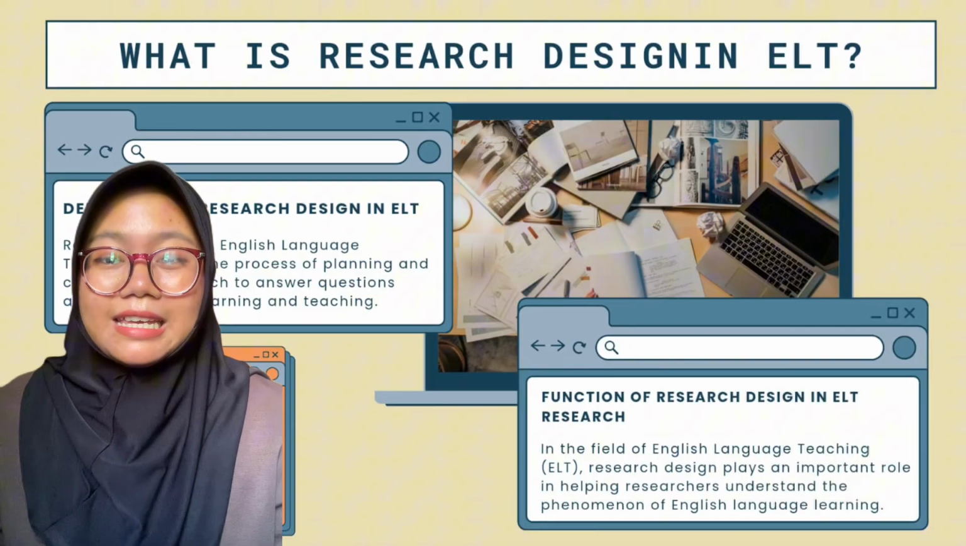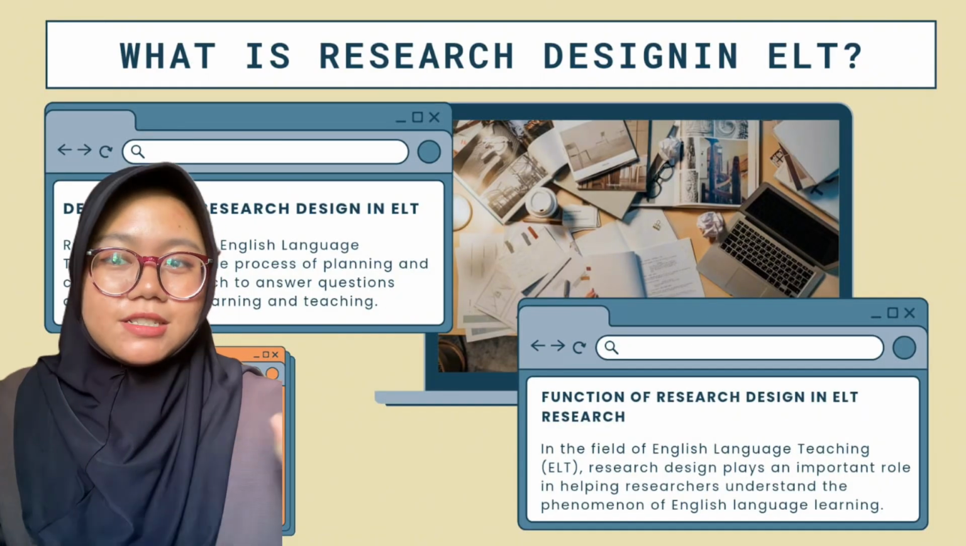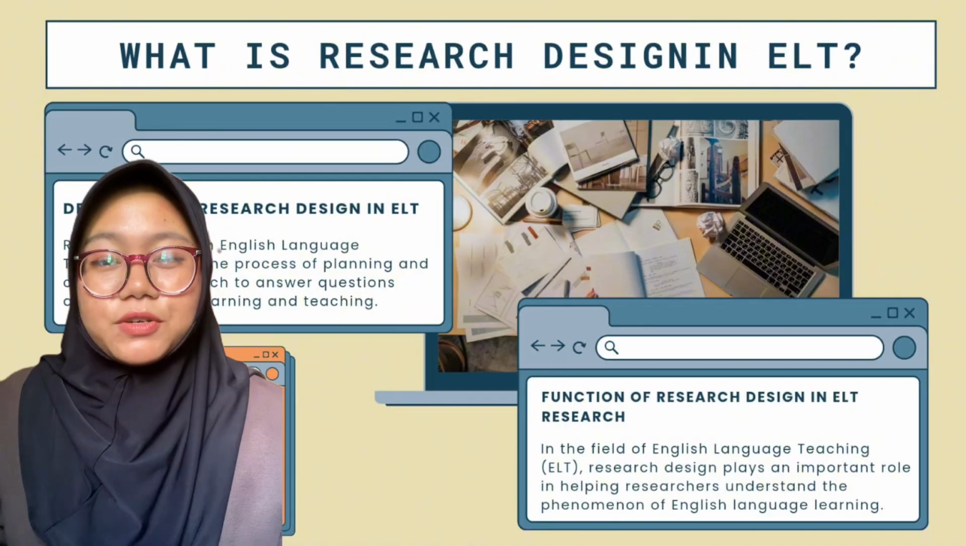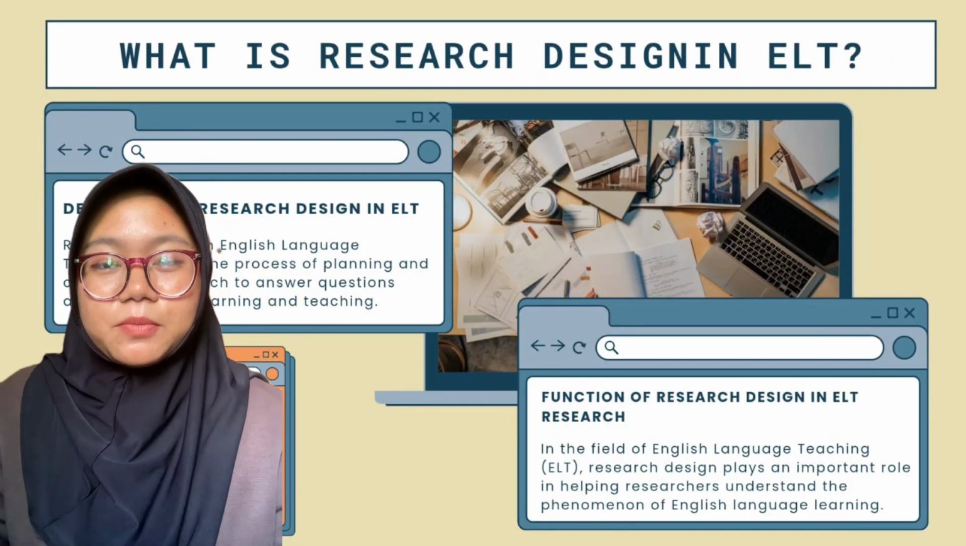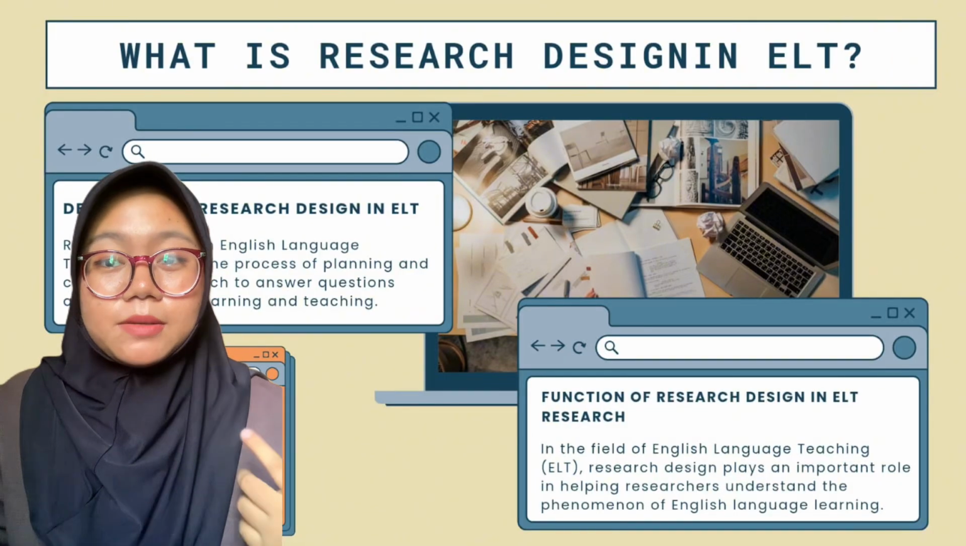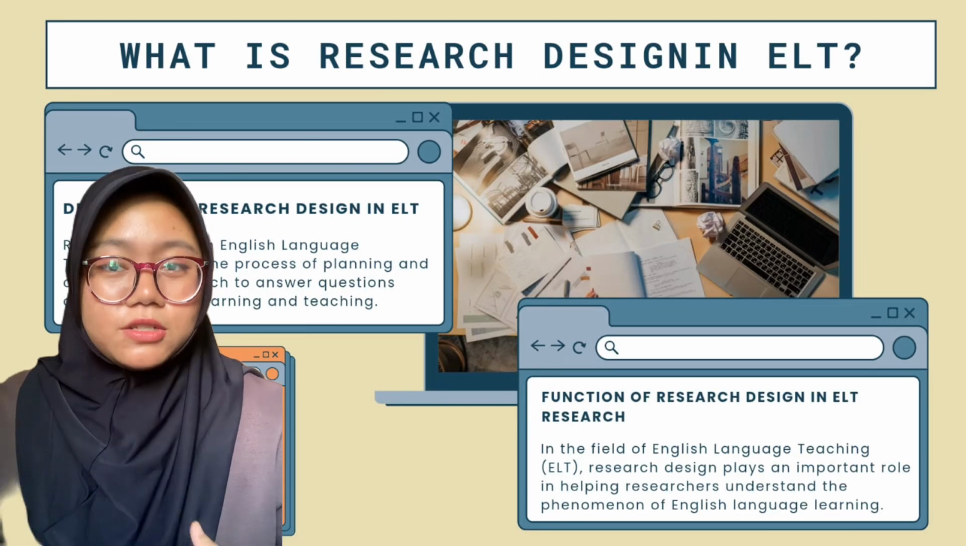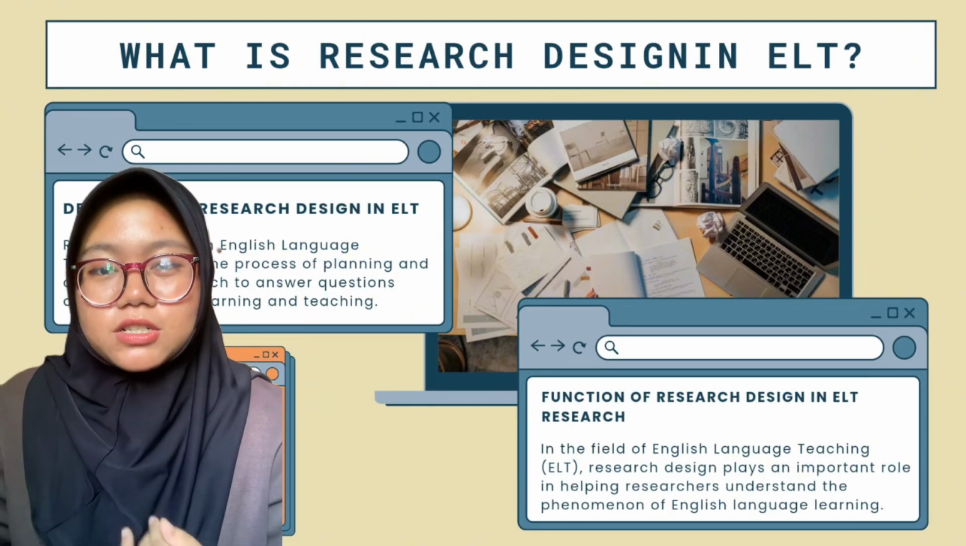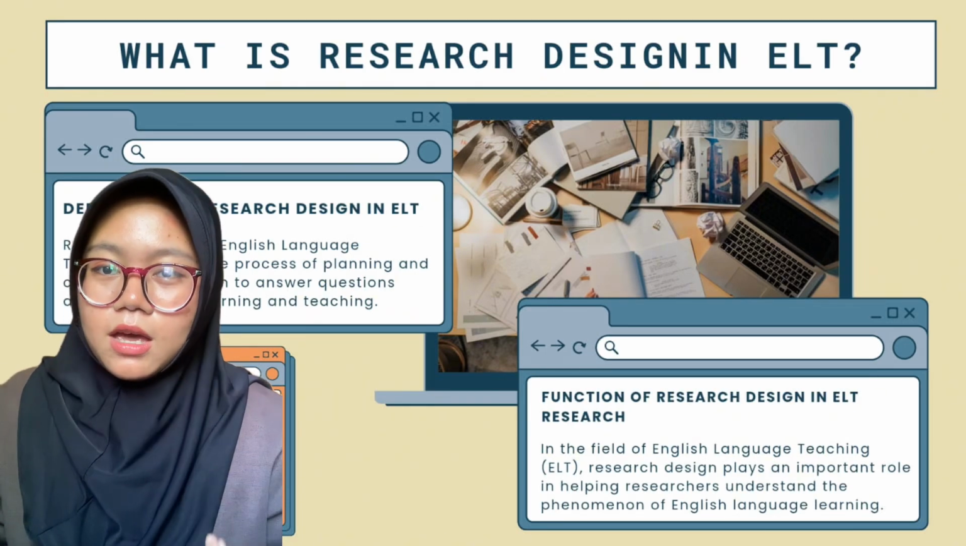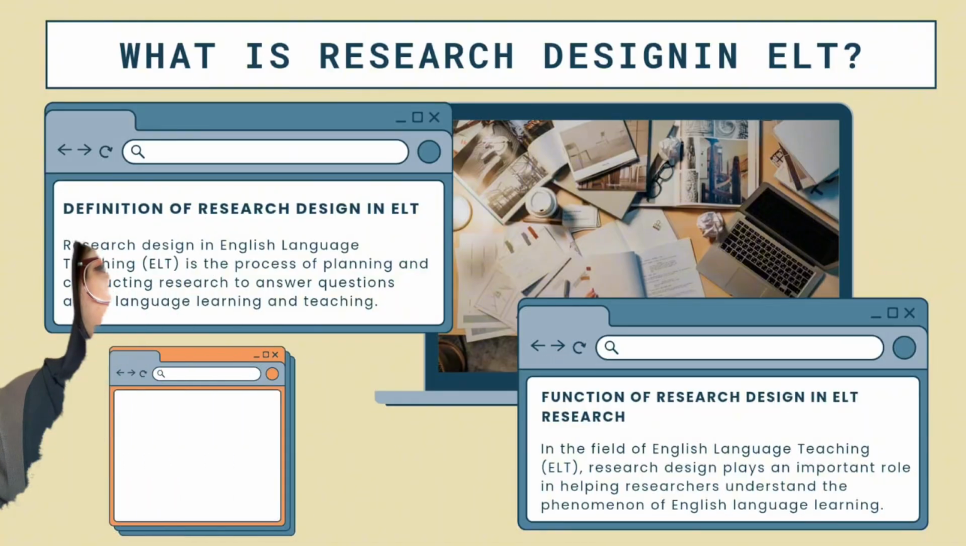In English language teaching, research design is crucial as it provides a systematic method to study classroom phenomena. Without a well-structured design, findings can be unreliable or invalid.